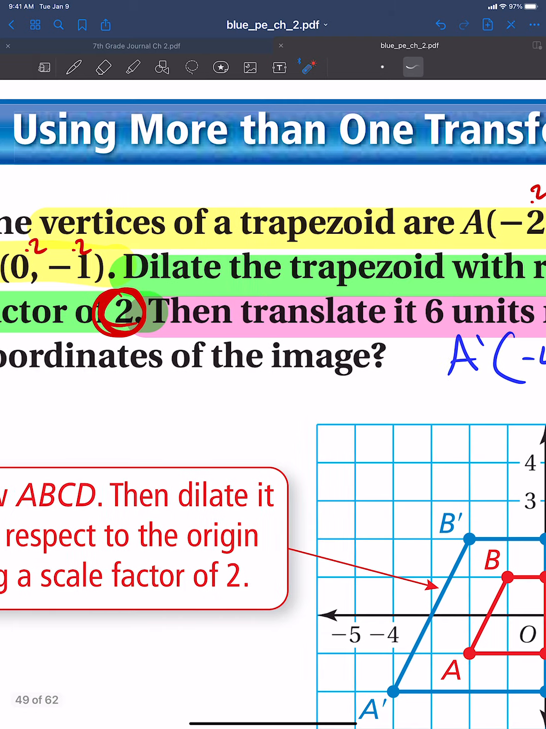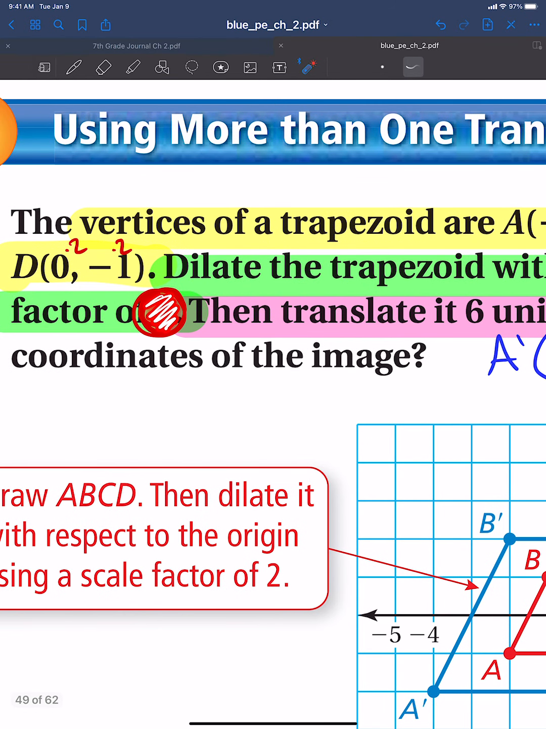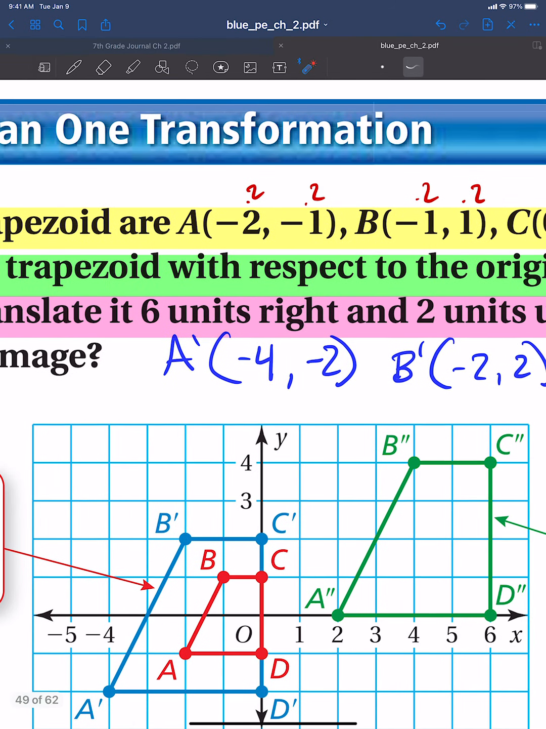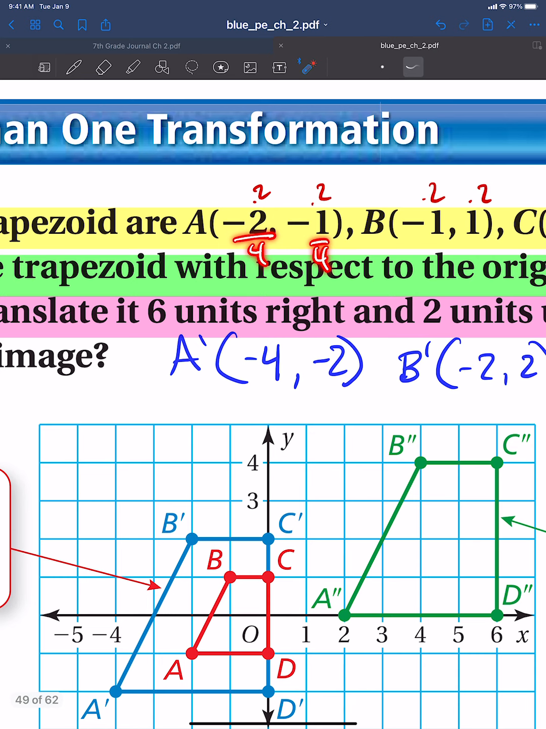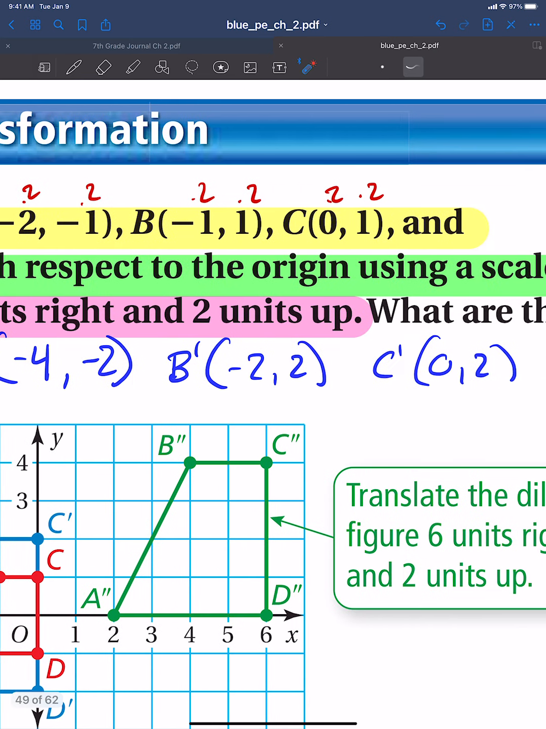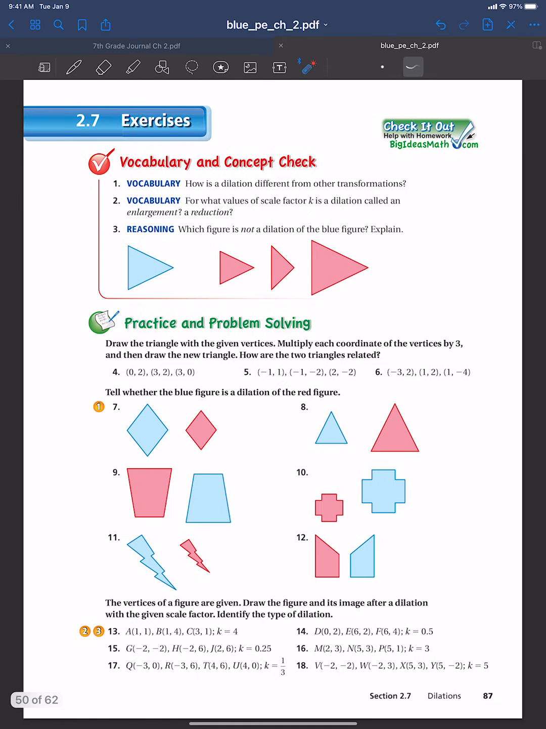If they would have told me that the scale factor was, let's say, 1/4, then I would just divide all of these by 4 to get the new one. And that would mean the shape would have shrunk, right? So pretty simple chapter. I'm not going to go through too many more, but I just want you to understand that all you're doing is multiplying the scale factor through the coordinates.